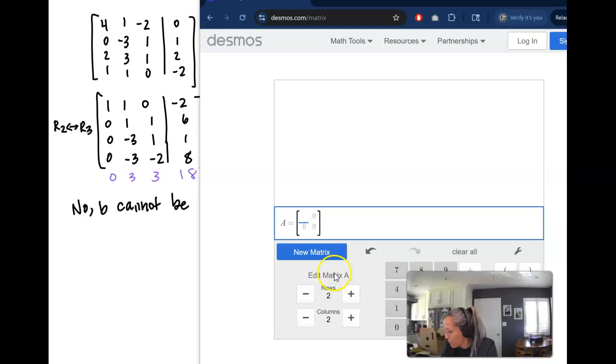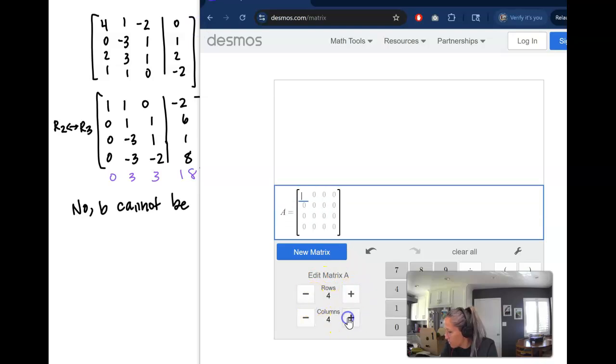We had 4 rows, 4 columns, that's 5. And then it was 4. I really hope I didn't screw up just writing in these problems, but who knows. 1, negative 3, 3, 1. I failed there, 3 and 1. Okay, and then we have negative 2, 1, 1, 0, 1, 2, negative 2.